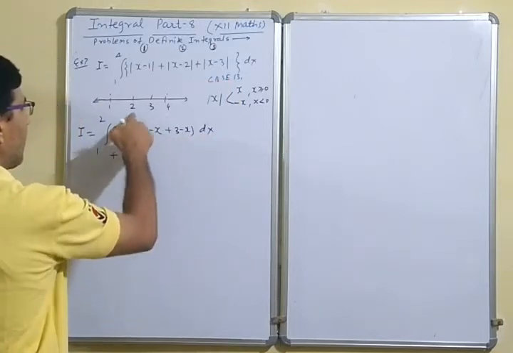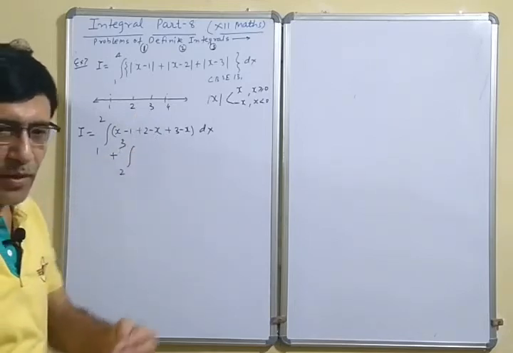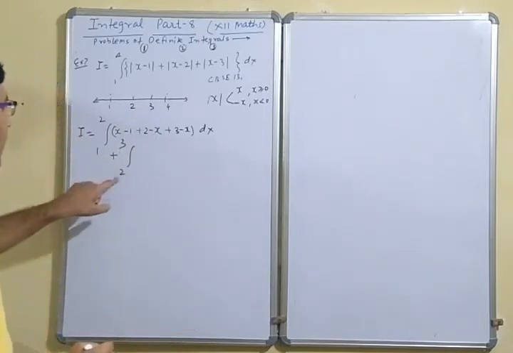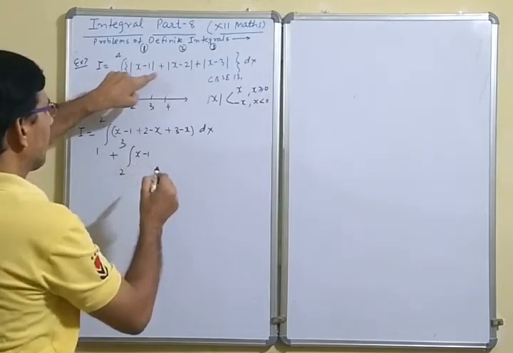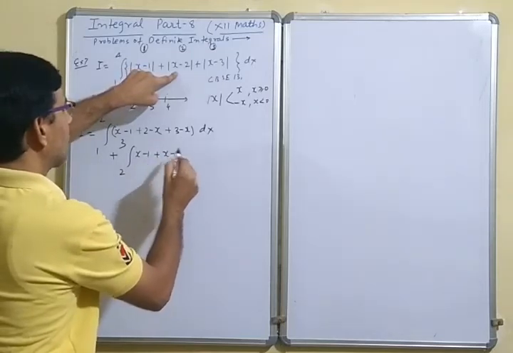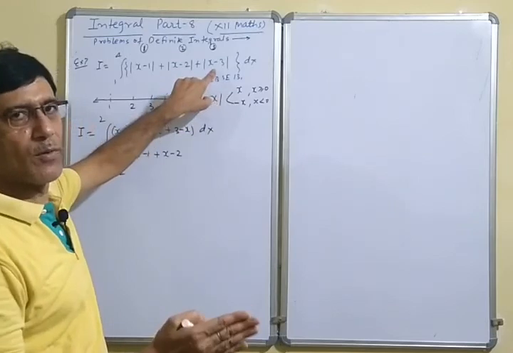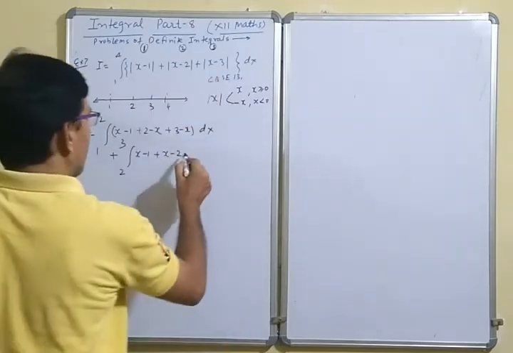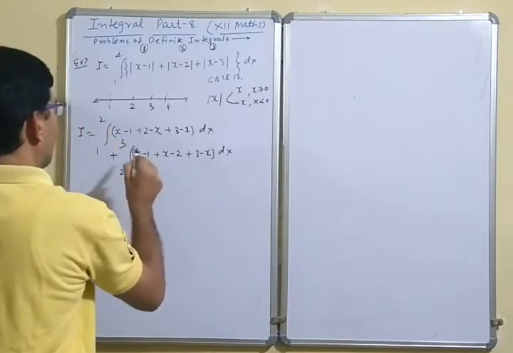Another limit, from 2 to 3, so that means it is more than 2 and less than 3. So what happened? More than 2 means this is positive, so this becomes x minus 1. More than 2, this is positive, so this becomes x minus 2, but this is less than 3, so this one is negative, so we will write it as 3 minus x. So plus 3 minus x in bracket, that is dx.